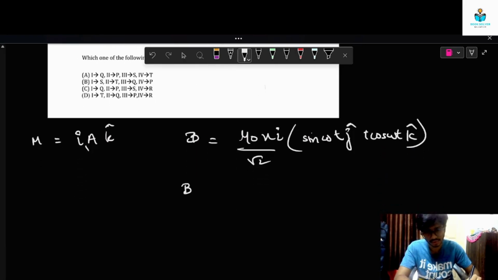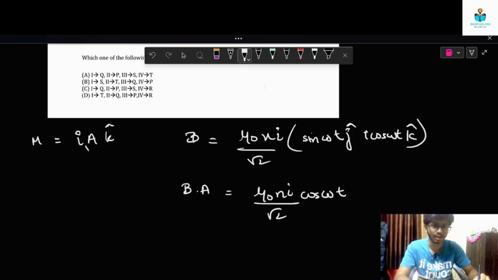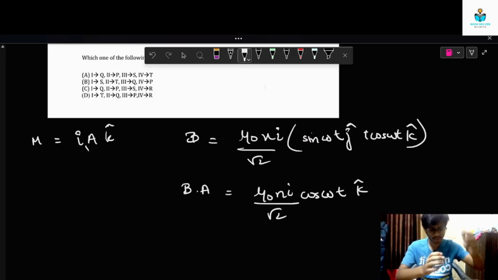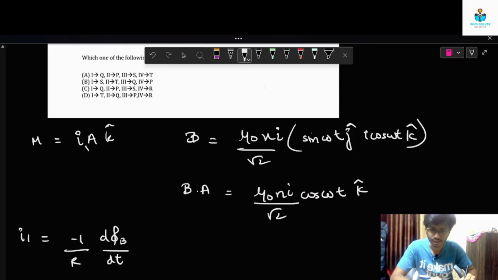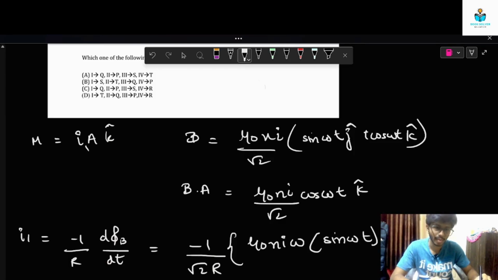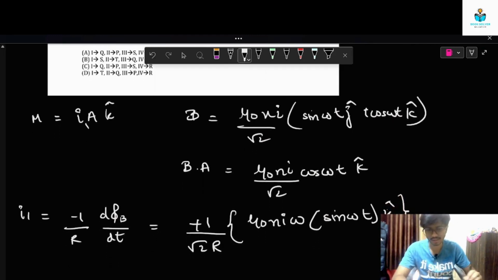Now, what is flux? B dot A. It is basically mu naught n I by root 2 cos omega t k cap, because the area vector is always perpendicular to its surface. Then what is the induced current? It is minus 1 by R d phi B by dt, which is equal to minus 1 by root 2 R into mu naught n I omega sin omega t. Now see, it is negative sin omega t, so minus minus gets cancelled, it will become plus.